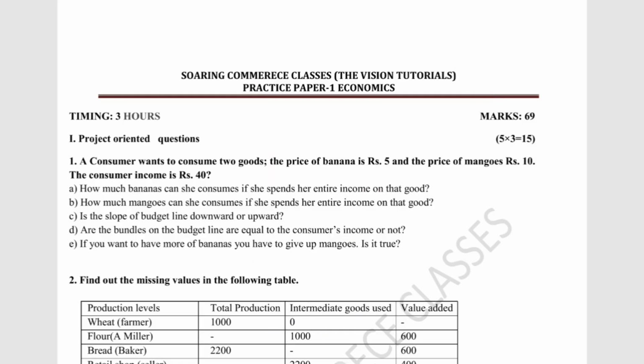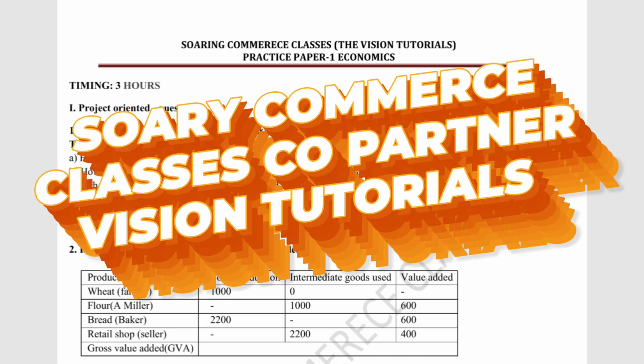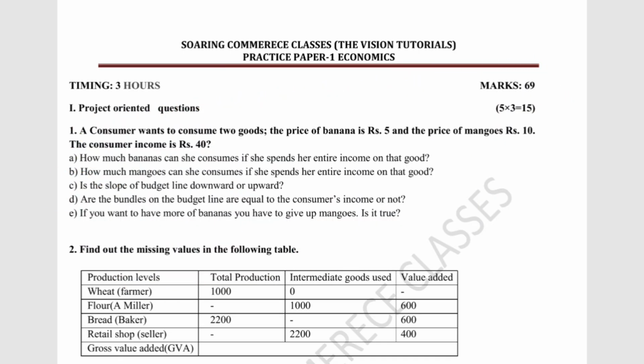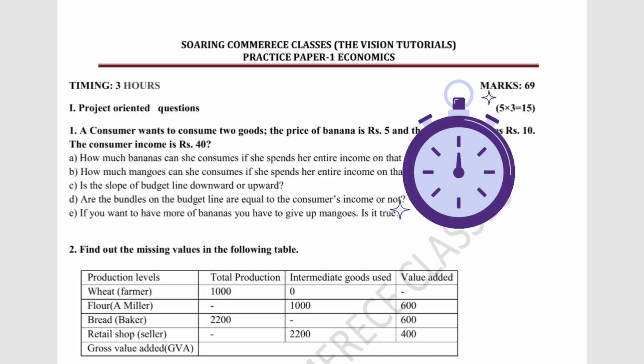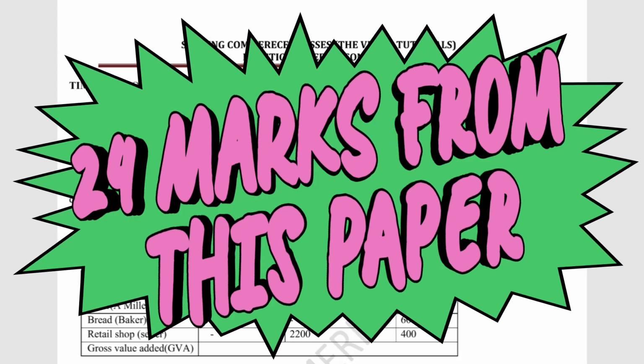Okay, so without wasting time, I'm going to start today's video on what you need to learn for getting 24 marks easily. I have made the Soaring Commerce classes practice paper 1 economics. I have given a timing of 3 hours, 69 marks totally. If you learn these 69 marks, definitely you are going to score 24 marks in the annual examination.